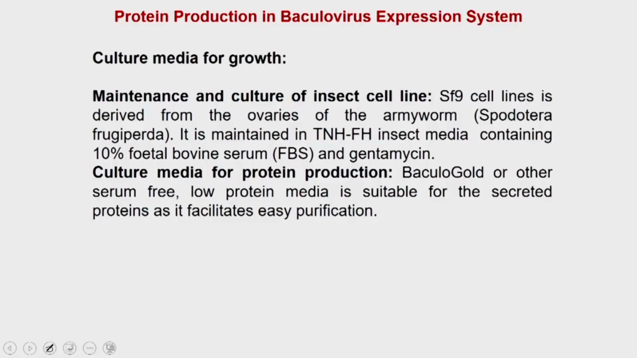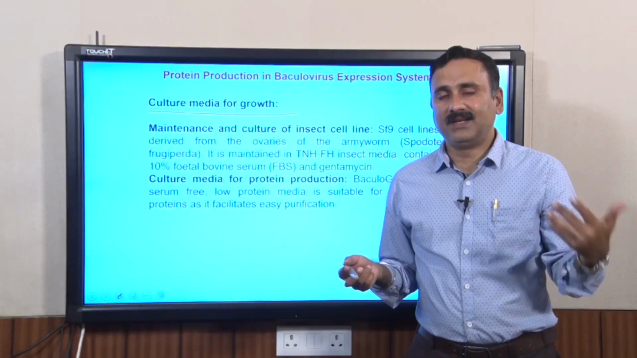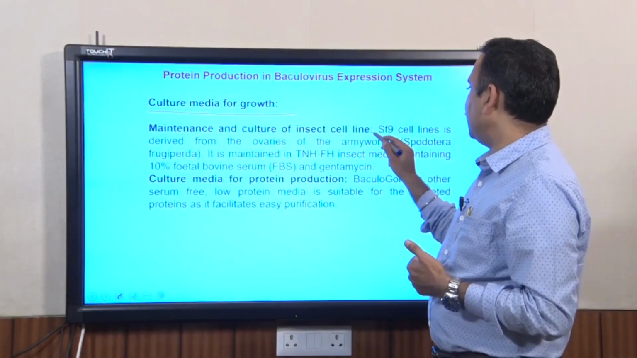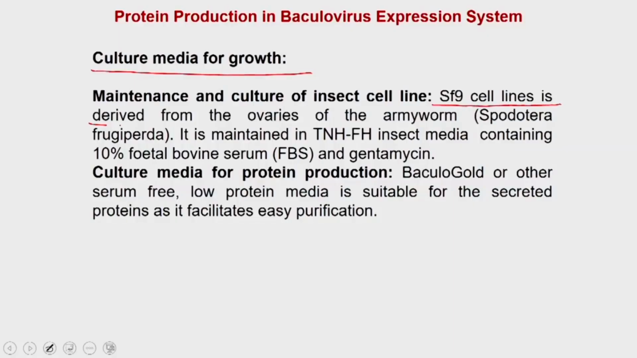Now, once you are done with the screening, you can use these recombinant baculoviruses for protein production. Before you go into the details of protein production, you have to prepare the culture media for the growth. We have discussed different culture media in a previous lecture, which you can use to grow the insect cell lines. So, insect cell line SF9 is derived from the ovaries of the armyworm, and it is maintained in TNM-FH insect media containing 10% FBS and gentamicin.